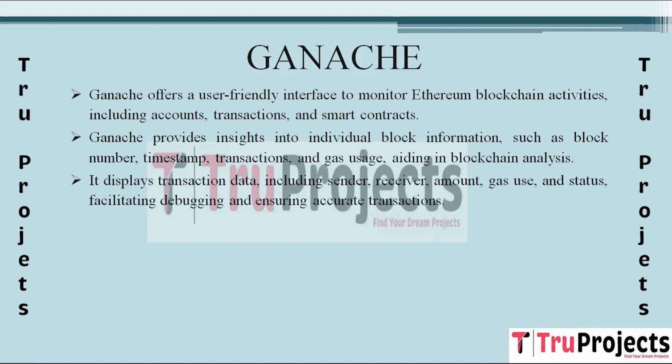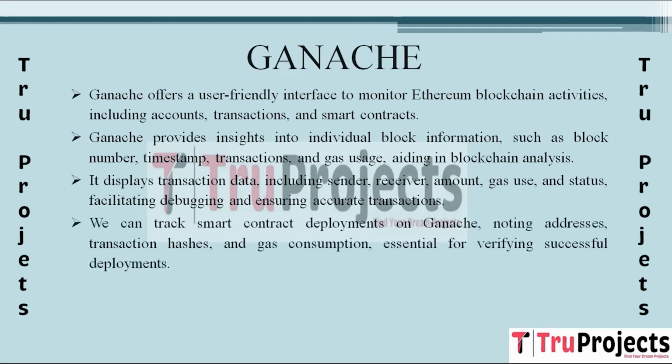Transactions are the actions that occur on the blockchain, like sending cryptocurrency from one account to another. Ganache displays the in-depth details of these transactions. We can see who sent the transaction, who received it, the amount involved, how much computing power, that is gas, was used, and whether the transaction went through successfully. This level of transparency is crucial for debugging and ensuring that transactions are accurate and error-free.